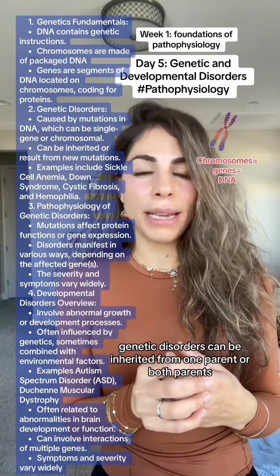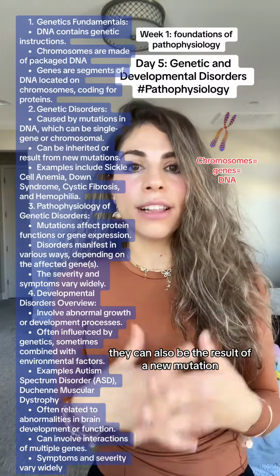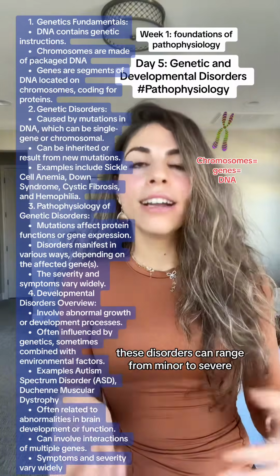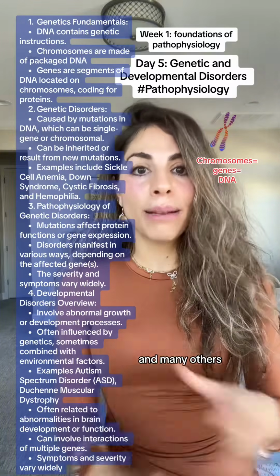Genetic disorders can be inherited from one parent or both parents, and they can also be the result of a new mutation. These disorders can range from minor to severe. Examples are cystic fibrosis, sickle cell anemia, Down syndrome, and many others.